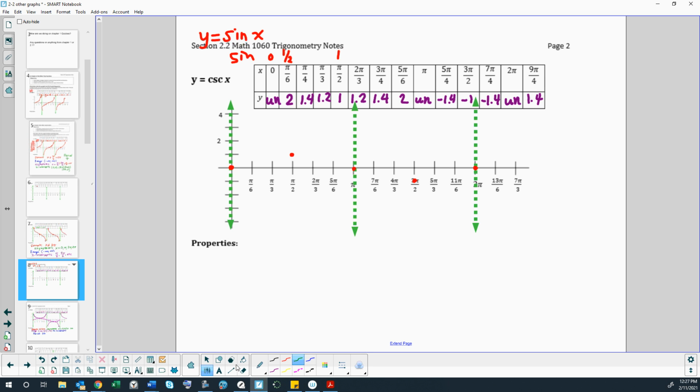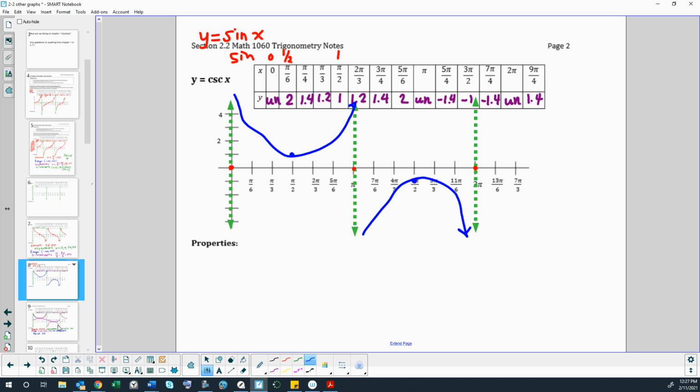So I've got my asymptotes where sine is 0, so where cosecant is undefined. And now just realize that the maximum value for sine is going to become a local minimum value for cosecant. And the minimum value for sine is going to be a local maximum value for cosecant. So the cosecant ends up just reversing what the sine looks like. Drawing these curves is harder than it should be.